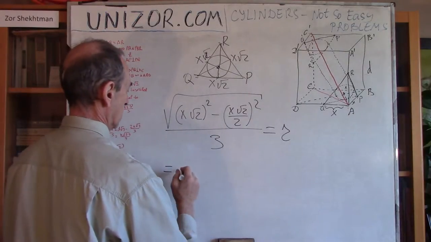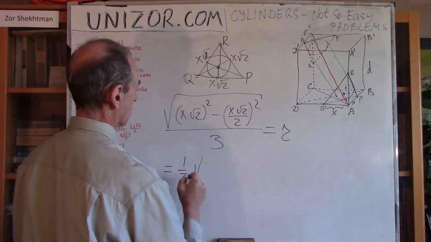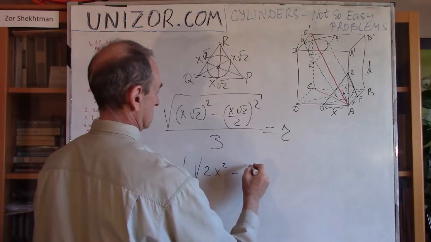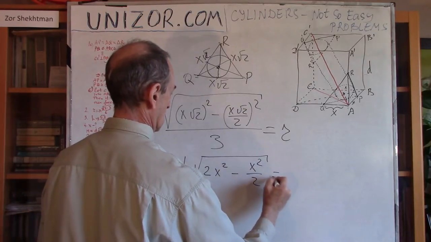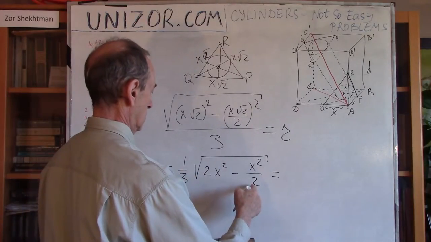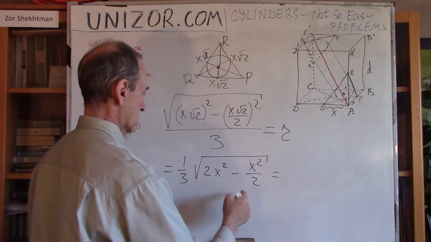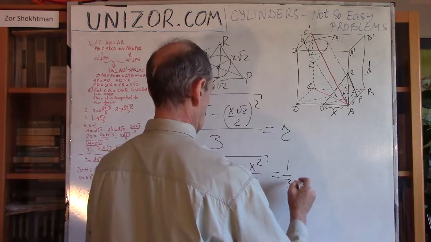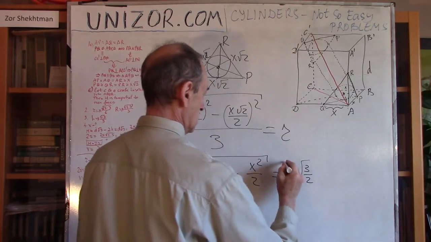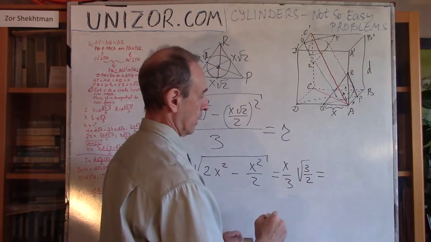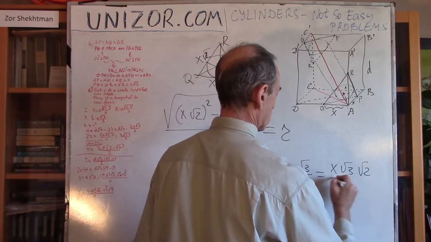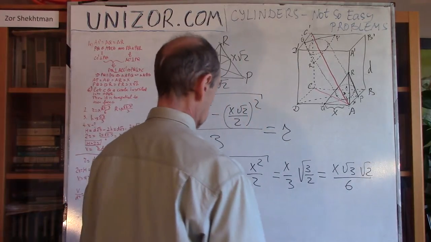Okay, let's simplify it. 1/3 square root of 2x square minus x square over 2. Right? 2 minus a half is 3/2. So it's 1/3 square root of 3/2, and X goes outside. Well, let's not have radicals in the denominator. I'll multiply it by square root of 2. I will have X square root of 3 square root of 2 divided by 6. So this is my R.